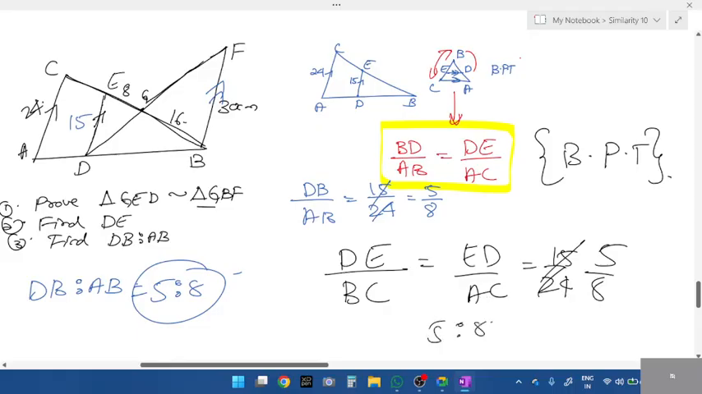5 is to 8. And whenever it is a ratio question, don't write centimeter, student. Just write 5 is to 8, you'll get marks. Don't write it as centimeter. Remember, any ratio value will never have units. Ratios will never have units.